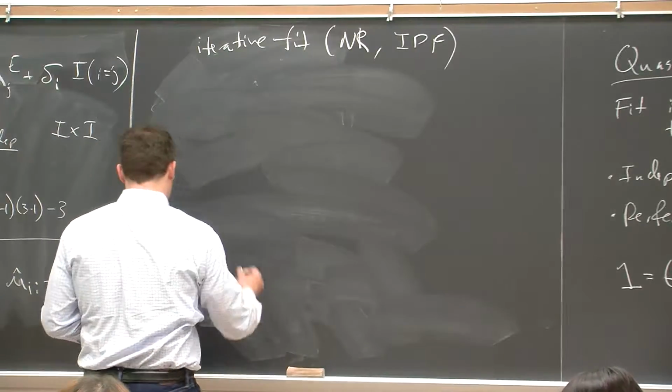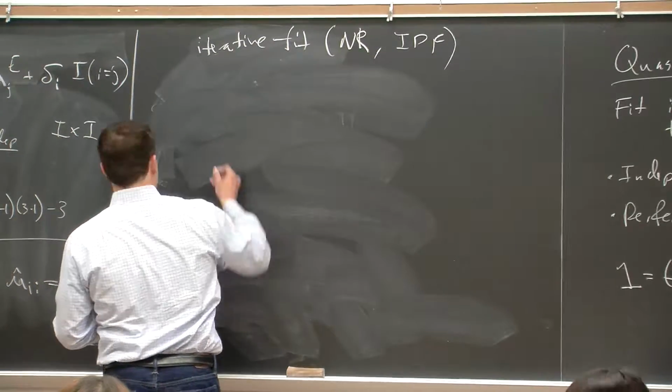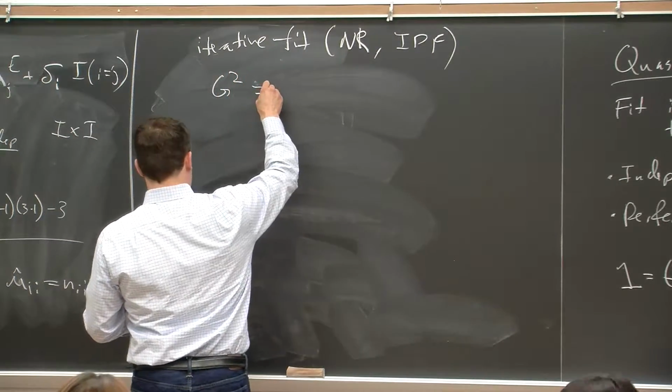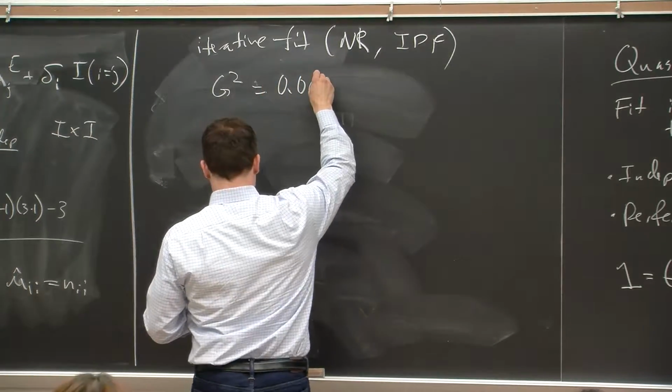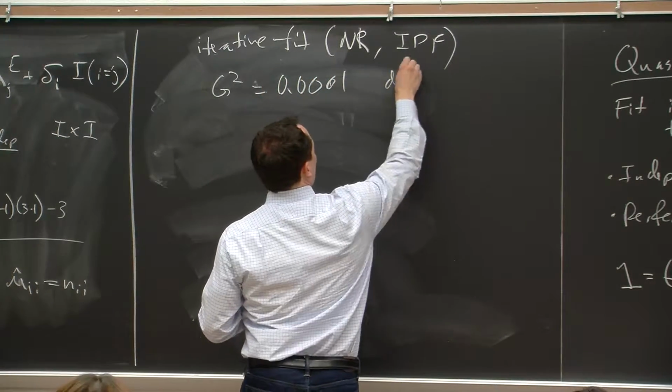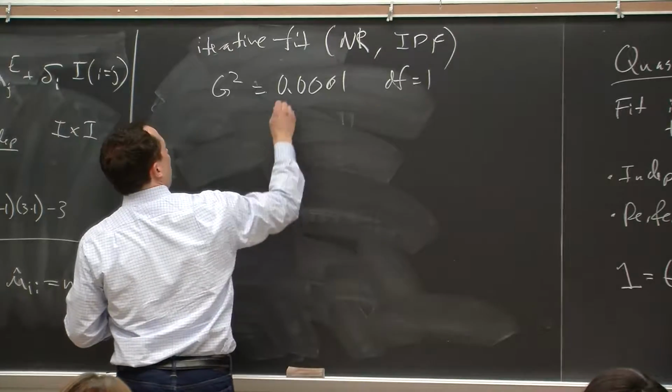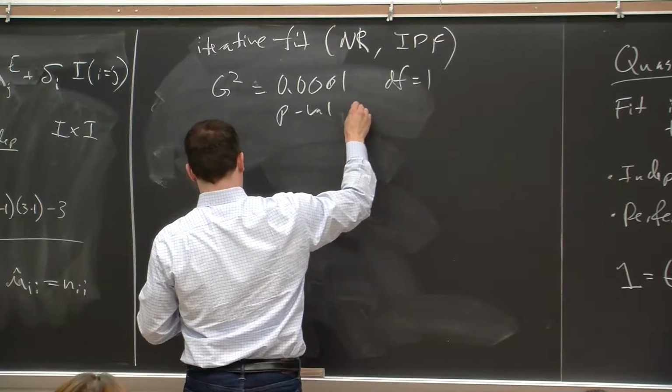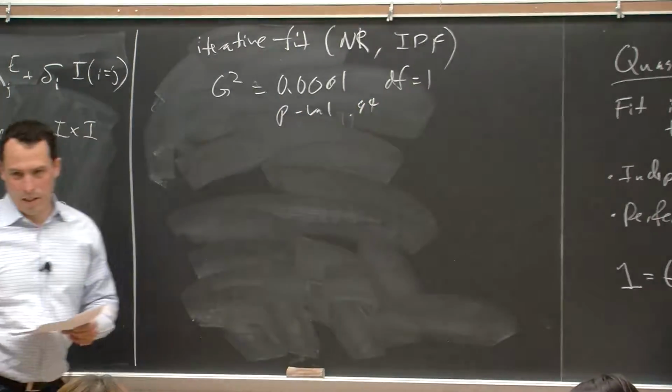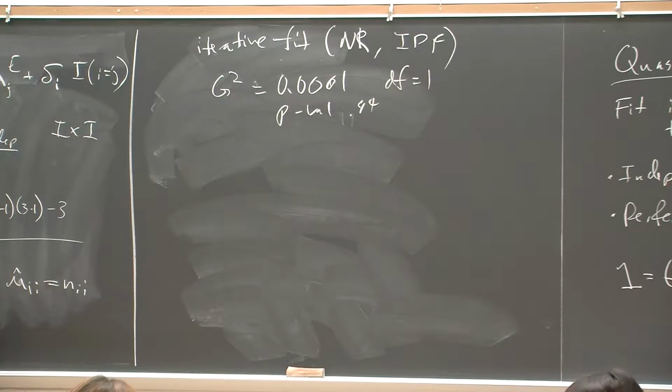The table I just erased, actually the fit is not too bad. G squared is 0.061 on 1 degree of freedom, and the p-value is 0.94. So it actually fits really, really well. In other words, it says that either they agree exactly or they have completely independent judgments of the quality of a movie, and that's a pretty good fit.